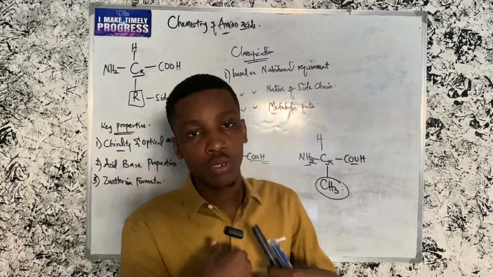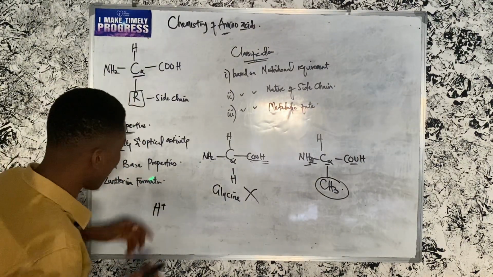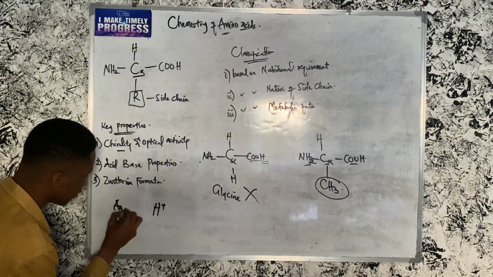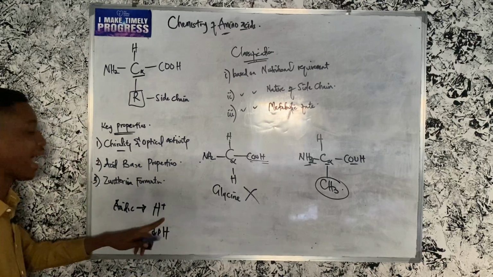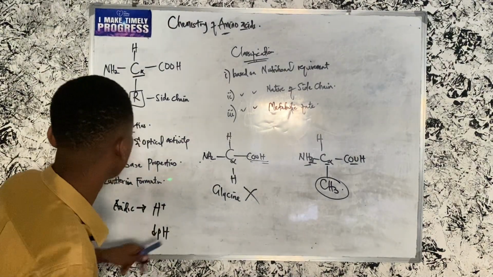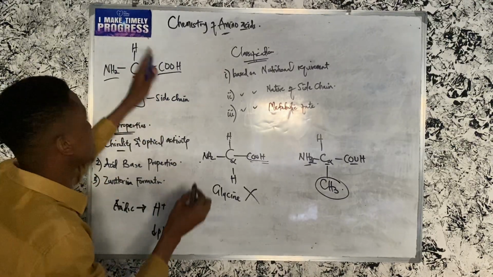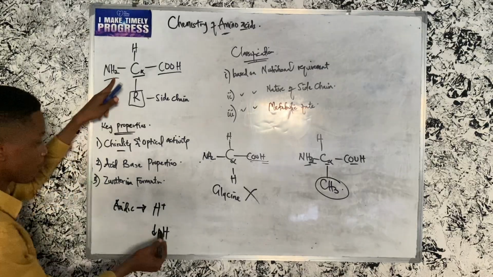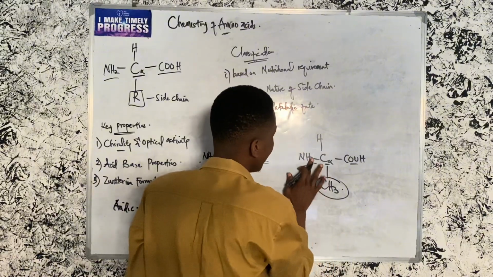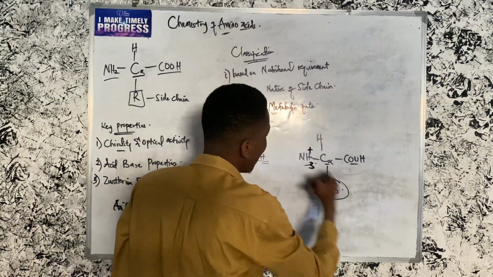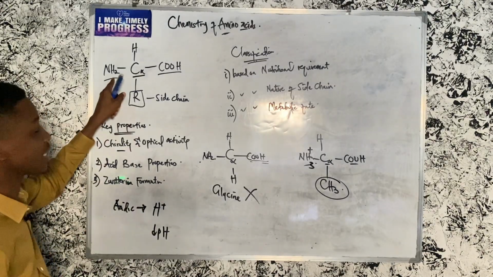A base is someone that will take it on. So if you observe from this structure, if I am in an acidic medium, what is an acidic medium? An acidic medium is a medium of low pH, which is also the same thing as high concentration of hydrogen ion. So if it is plenty, the part of the amino acid that will react with it will be the basic end. So that when it picks up this hydrogen ion, what I'll be having as a structure will now be NH3+.